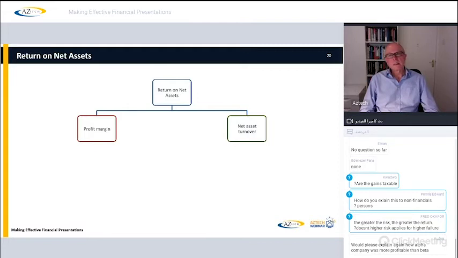Now, this measure is driven by two further measures. If you like, these are the levers that affect return on net assets. One measure is called profit margin. The other measure is called net asset turnover.